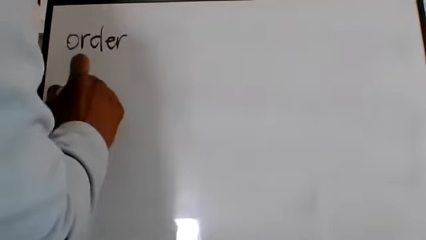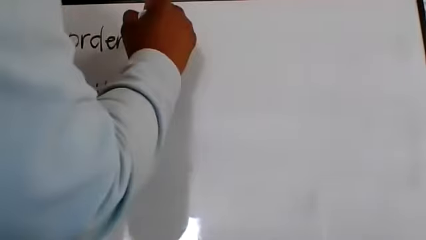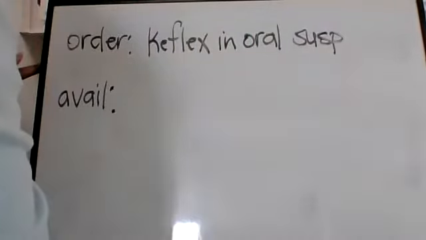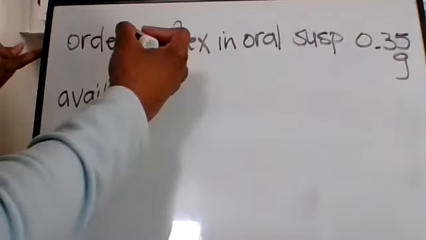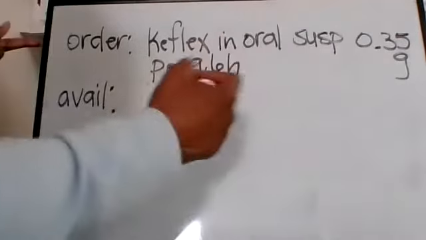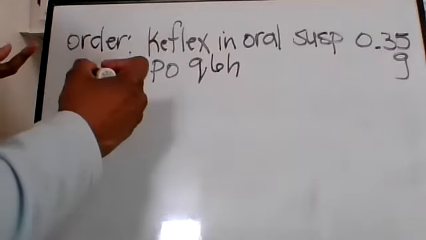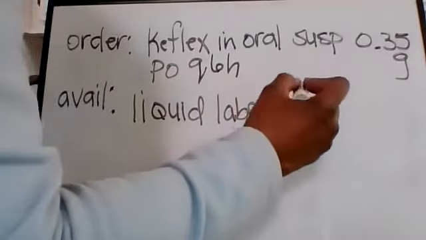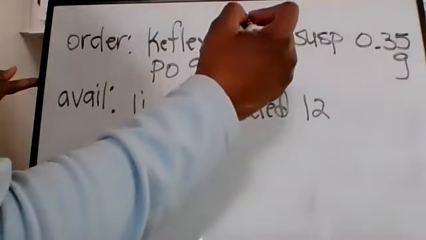More problems. The order is for Keflex, antibiotic and oral suspension. It's 0.35 grams. PO every 6 hours. What we have available is liquid, labeled at 125 milligrams per 5 milliliters. Okay.